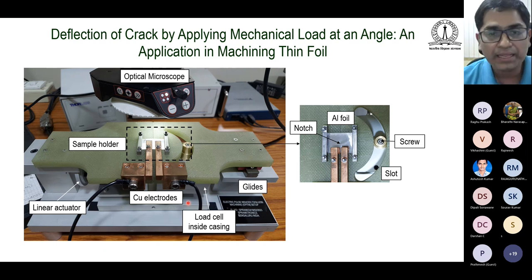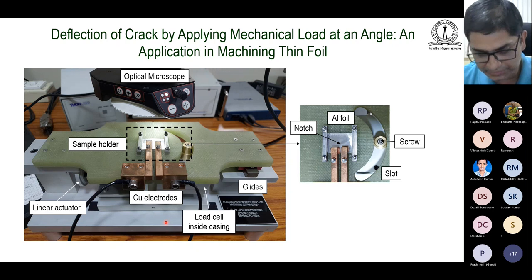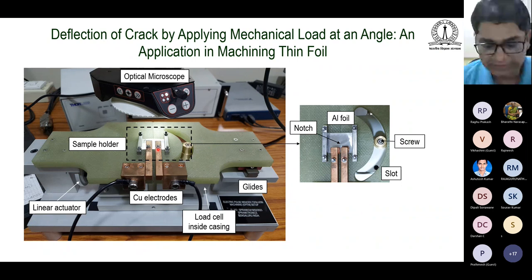So he built this very nice setup, which actually allows us to put the sample here and apply a mechanical load at an angle, right? So this thing can move in this groove. And then we have an actuator here, with which we can apply a given load. And at the bottom, there is a rotor which can rotate this whole thing. This is what you see. When this rotates, this whole thing rotates. And then we can apply the load on the foil at an angle, and we can also pass the current. So this is basically the setup.